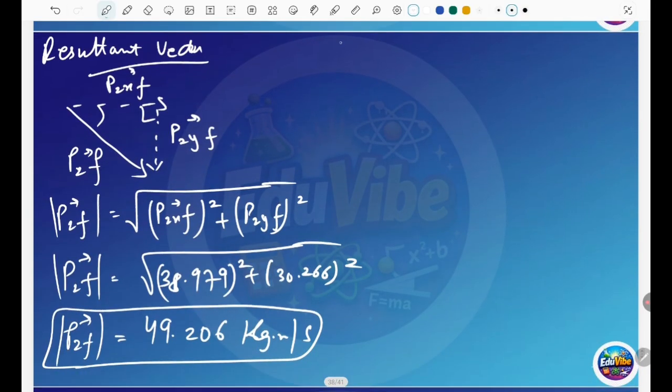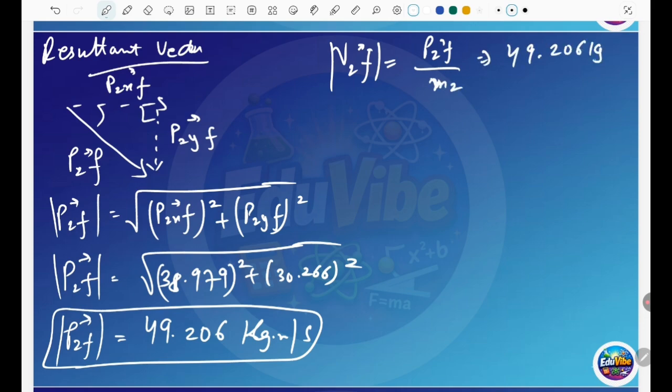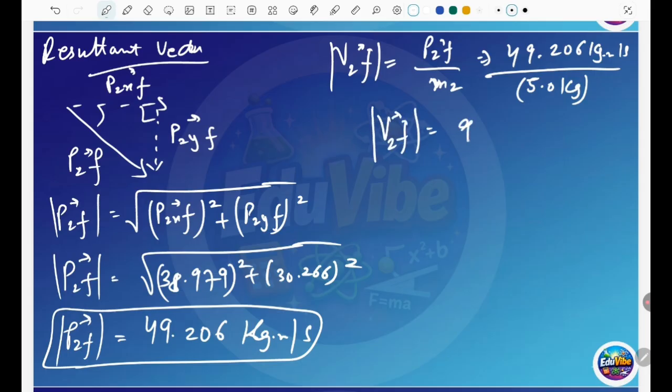Now we have to find V2 final. We know that p is equal to mv, so v is P2 final upon m2. We know this is 49.206, and the mass for the second one is 5.0 kg. When we calculate, we get a final velocity of about 9.8 meters per second.